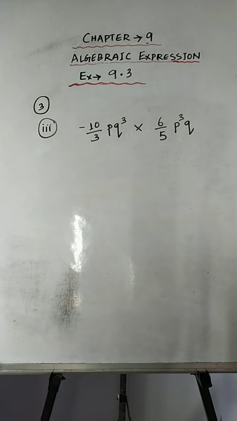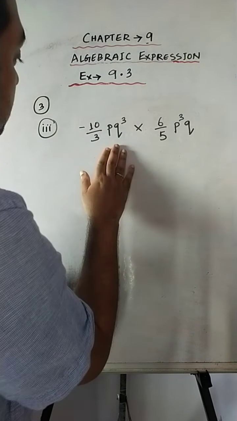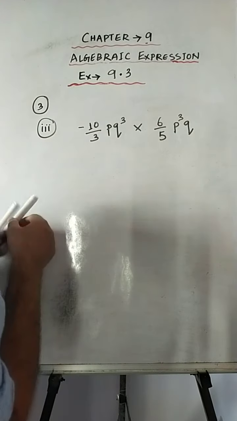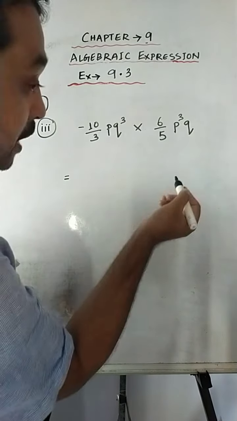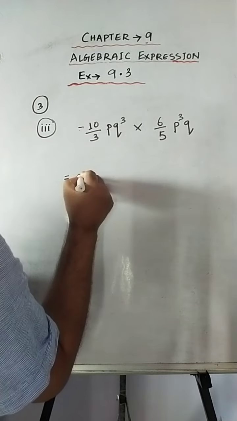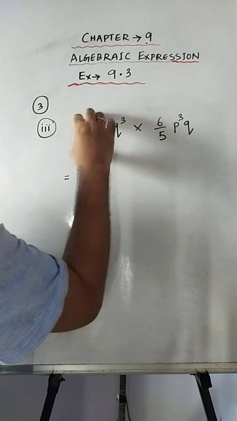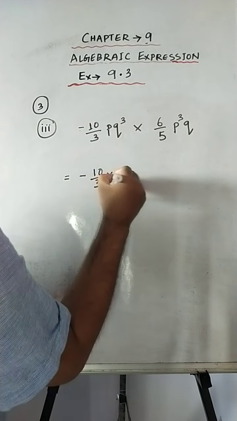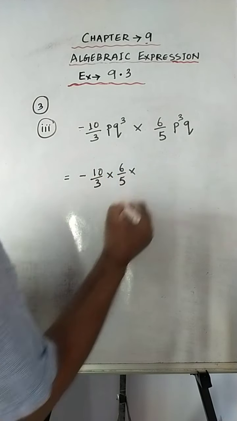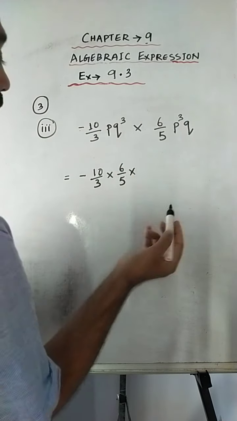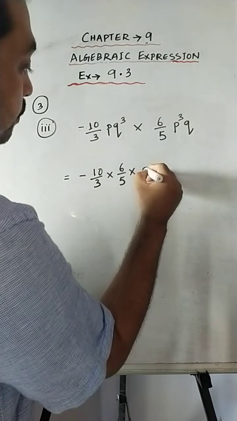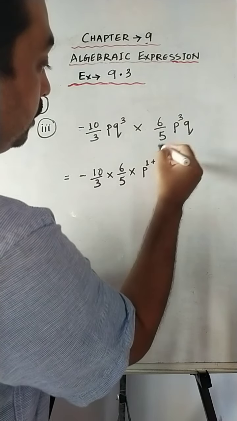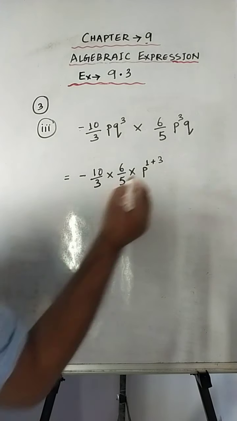So this is sum number 3, students. Again the first term is negative and the second term is positive. So we multiply the signs, that is minus plus is minus. Again we bring all the fractional terms together, that is 10 by 3 into 6 by 5. Then we multiply all the variables. In the first term we have only 1p, that is to the power 1, and in the second term we have 3p's. So we add 3 with 1.